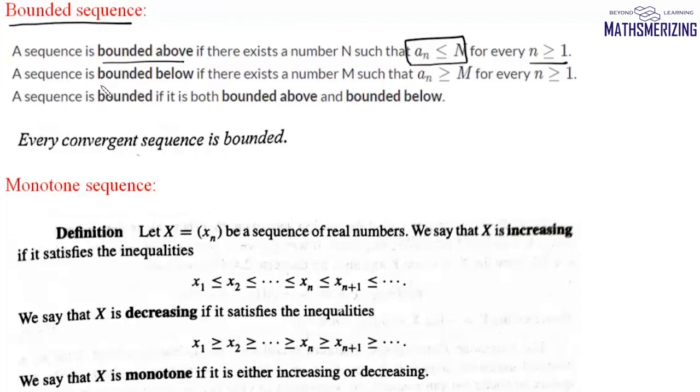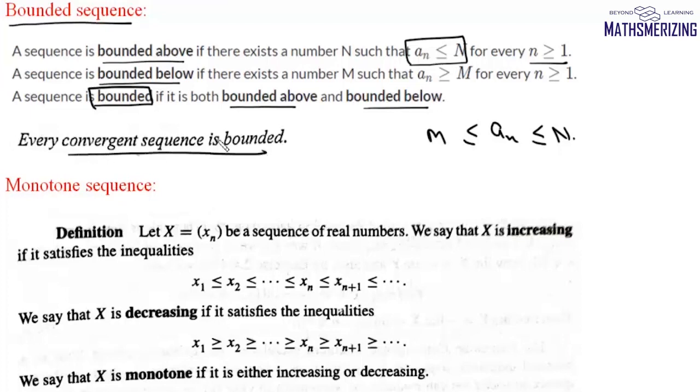In the same way, we can say a sequence is bounded below if all the terms in the sequence are greater than or equal to some number m for all n greater than or equal to 1. And we say that a sequence is bounded if it is both bounded above as well as bounded below. That is, all the terms of the sequence are greater than or equal to some number m, but less than or equal to some number n. Then we say the sequence is bounded. And one of the important properties of convergent sequences: every convergent sequence is bounded. So if there is a convergent sequence, then that sequence has to be a bounded sequence.